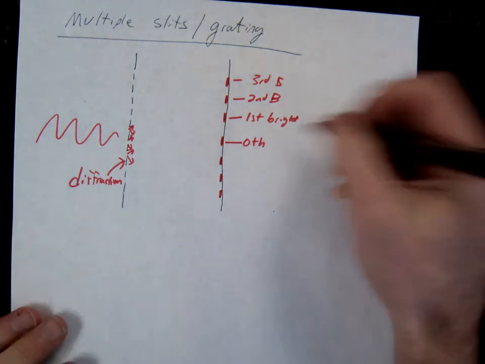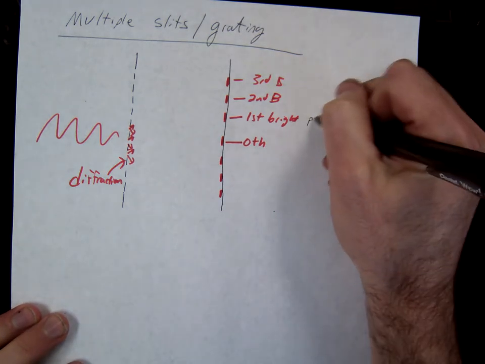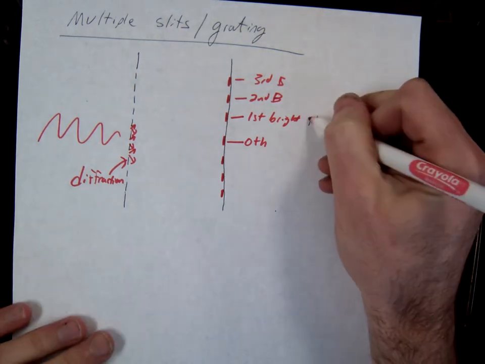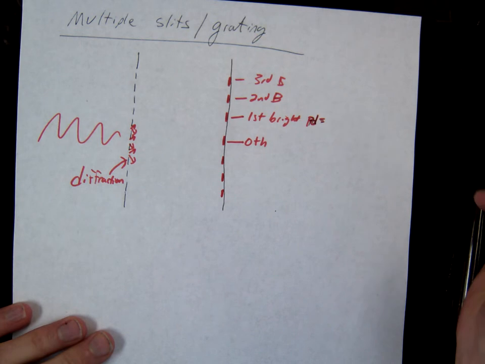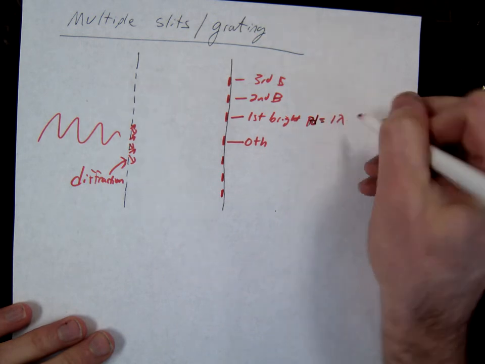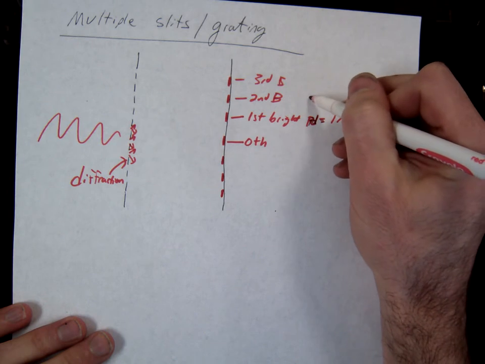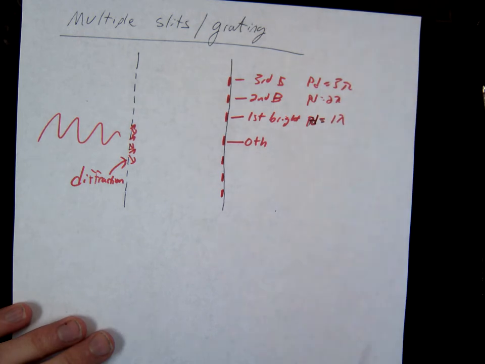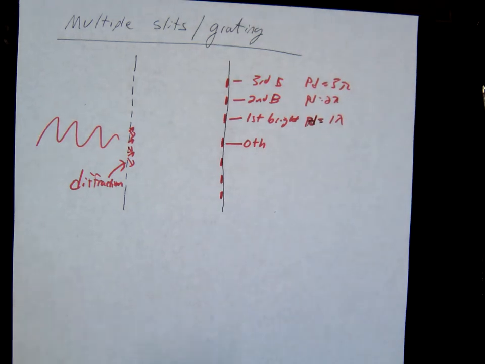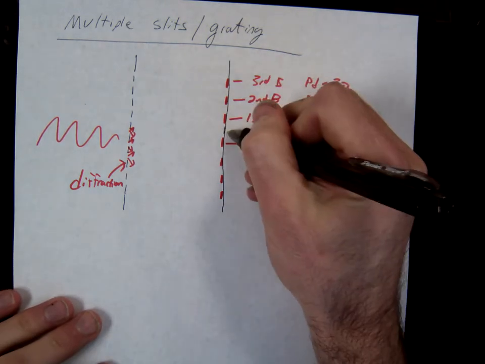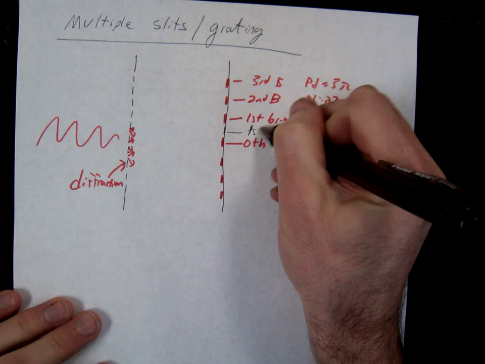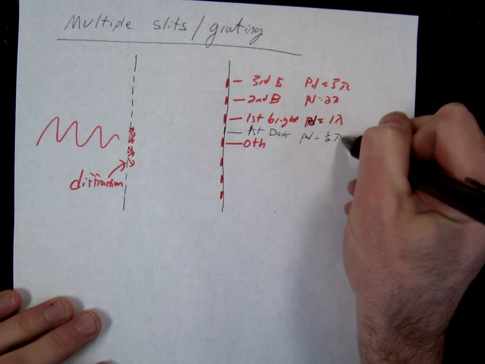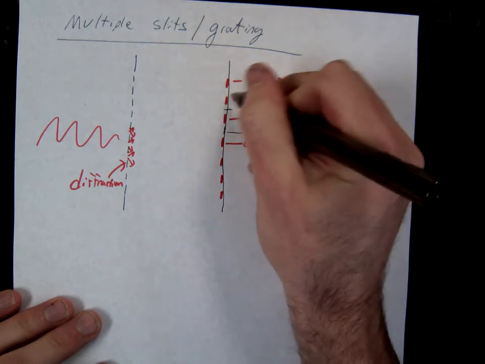In all three cases, the concepts are the same. The first bright occurs with a path difference of, anyone remember? What's the path difference for the first bright? 1 wavelength. What's the path difference for the second bright? 2 wavelengths, and so forth. So these are all whole numbers. What's the path difference for the first dark? This would be the first dark. PD equals 1/2, and so forth. So this would be 3/2, this would be 5/2.